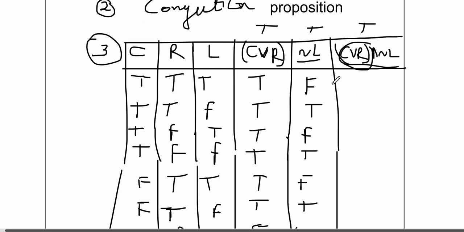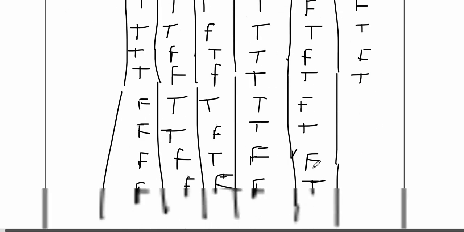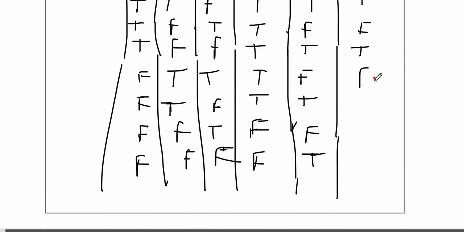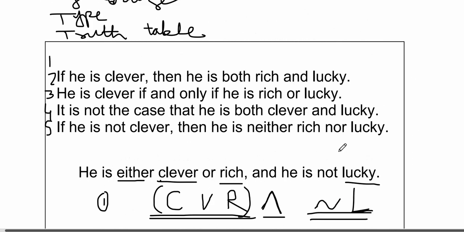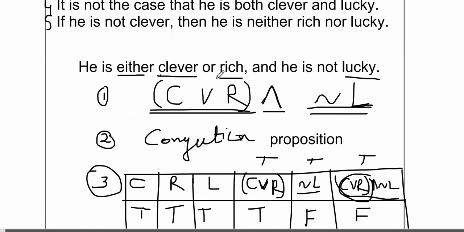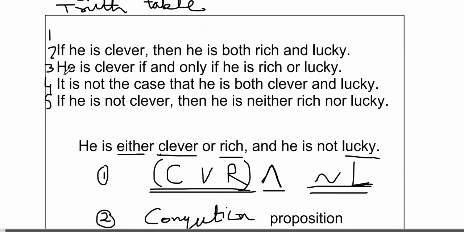Now, this is true but this is false, so the result will be false. Both are true, so the result will be true, otherwise it will be false. So this will be true because both are true, so this will be false again. Both are true, so this will be true. False and false, because we need both of them to be true. So we have completed our truth table for this. That is all we need to do for he is either clever or rich and he is not lucky. Now let's take the next one.